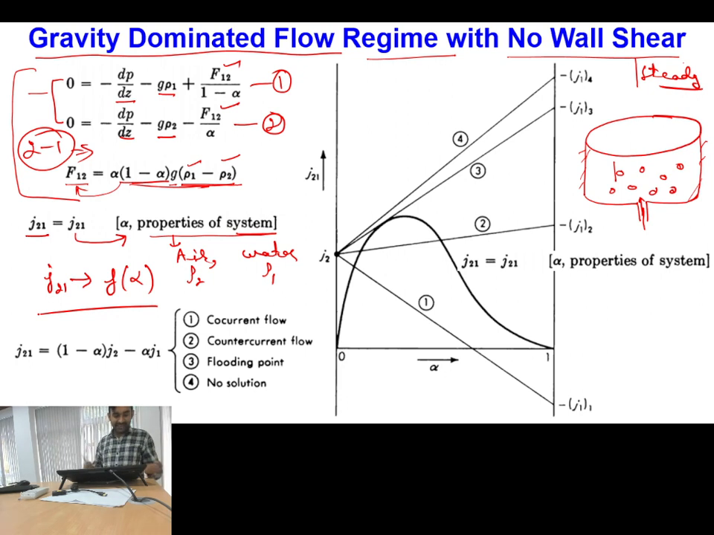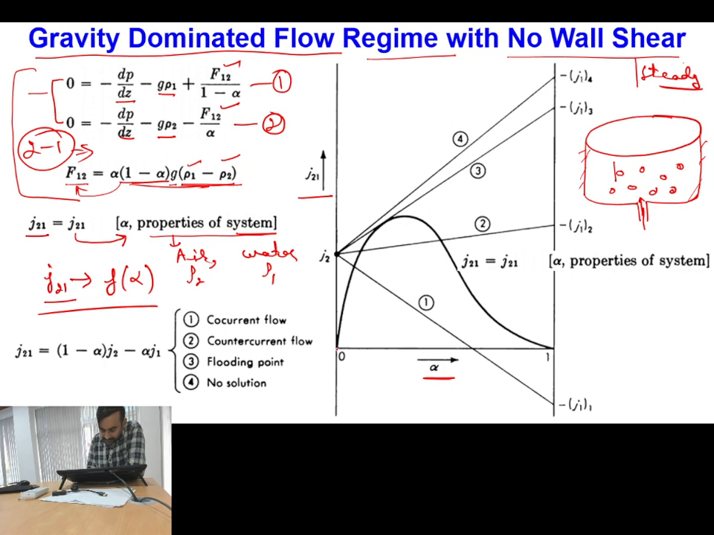So if in any system I know how my drift flux is varying with alpha, then I can actually get some information about that system. Okay. So one typical plot is given over here. So here you have J21 on the y-axis, along the ordinate, and alpha along the abscissa.